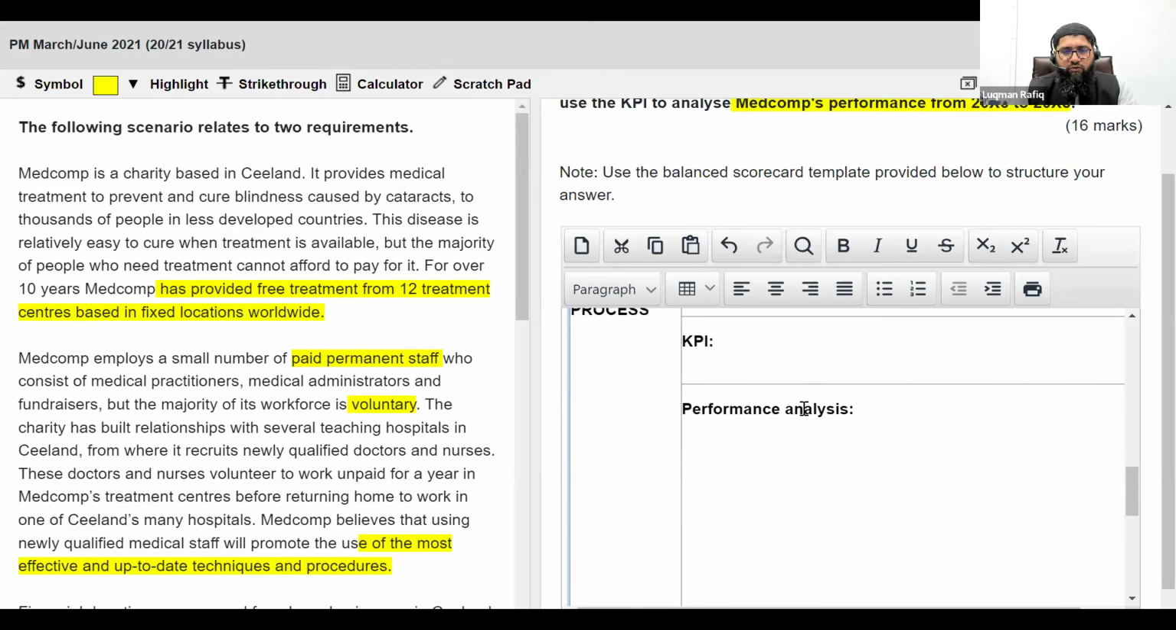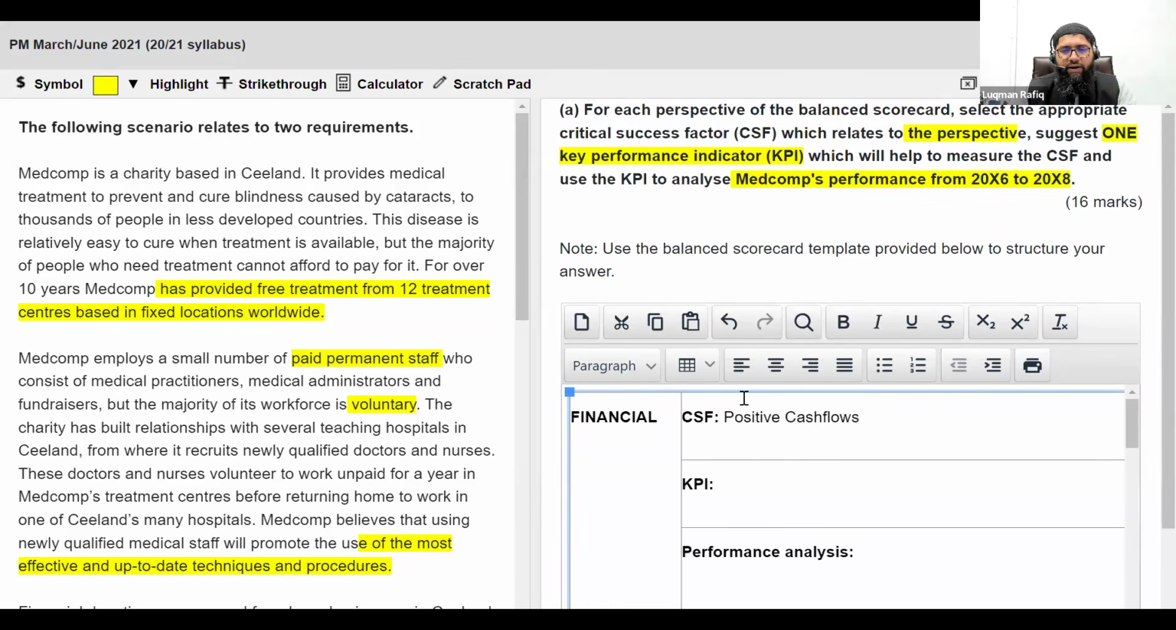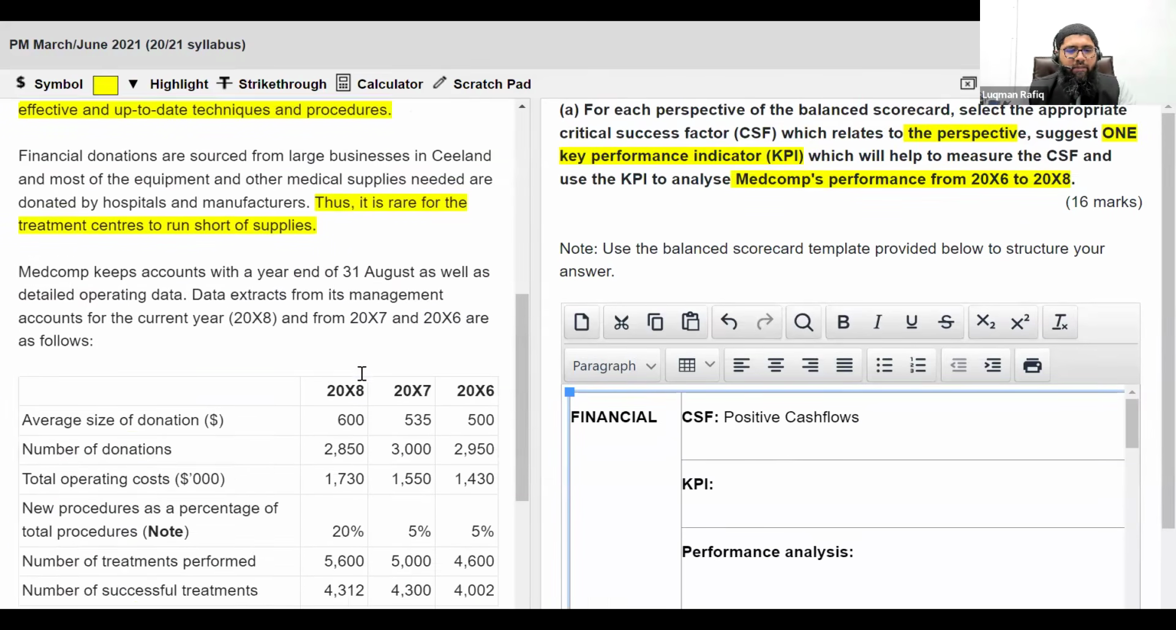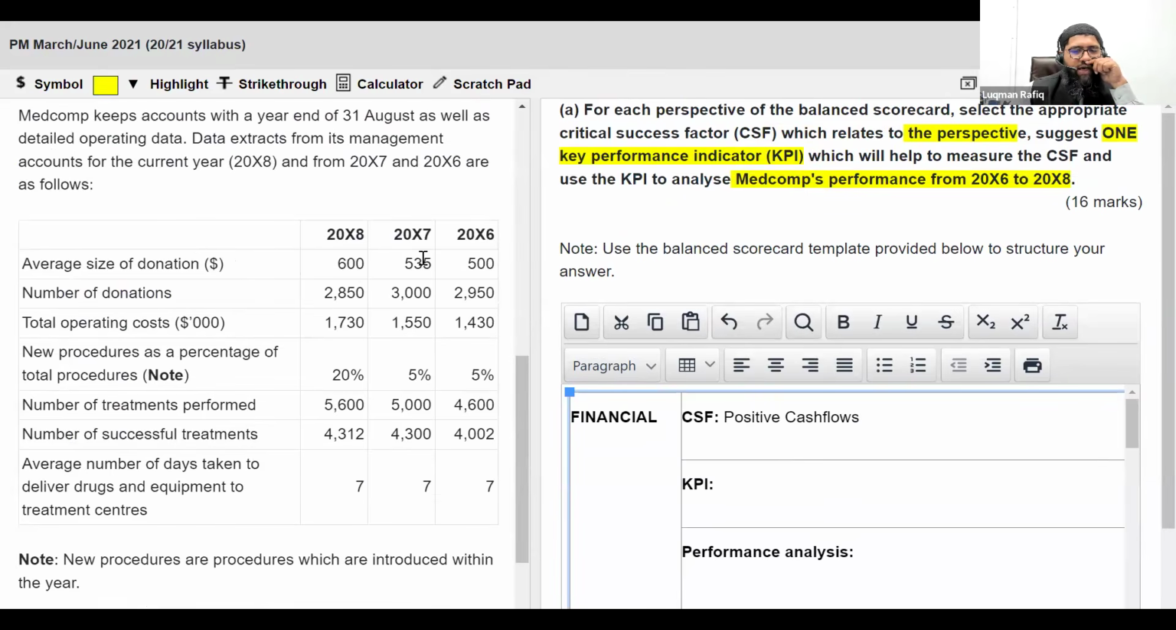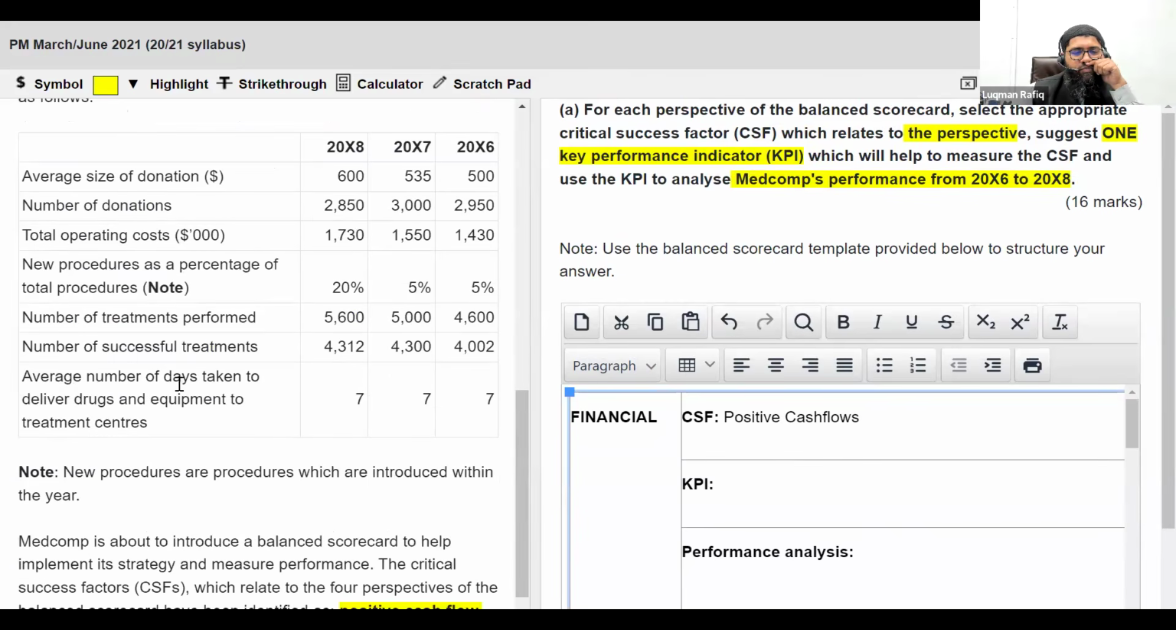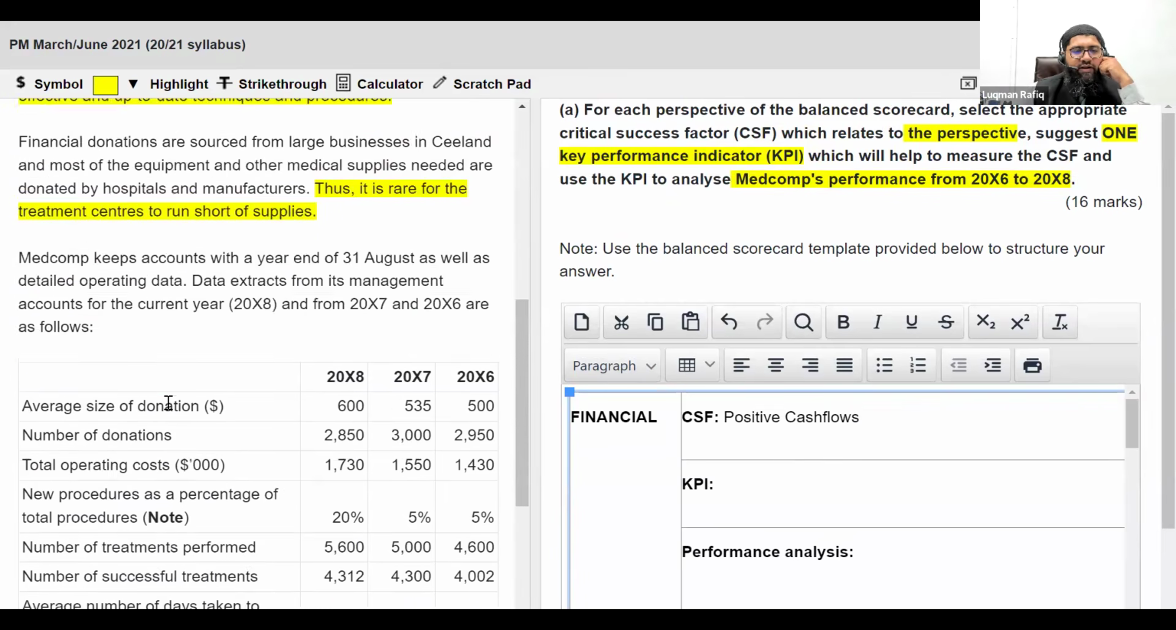Now we need to establish the KPIs. We have the average size of donation, the number of donations, total operating cost, new procedures as a percentage of total procedures, number of treatments performed, number of successful treatments, average number of days taken to deliver drugs and equipment, and so on.